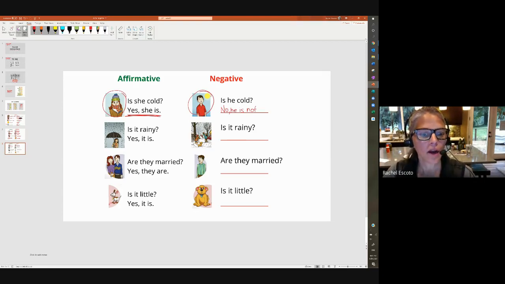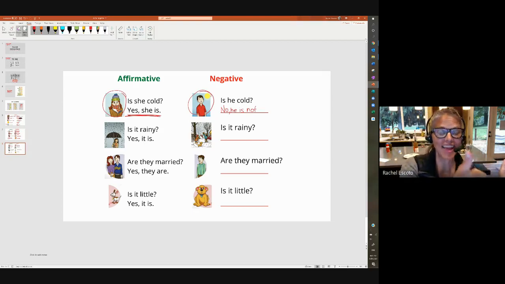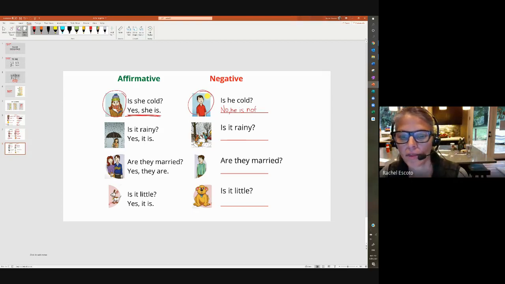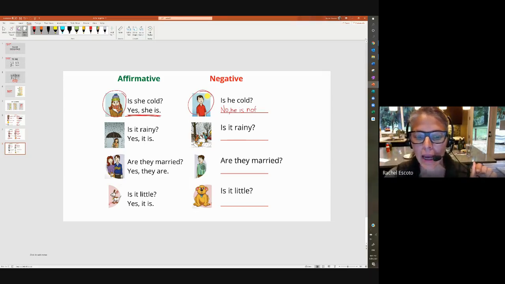Over here we have, are they married? Affirmative, yes, they are. Uh-oh, this should say, is he married? No, he is not. And then this one says, is it little? Yes, it is. Over here, it says, is it little? No, it is not. Okay, so that's all my stuff on negative to be.